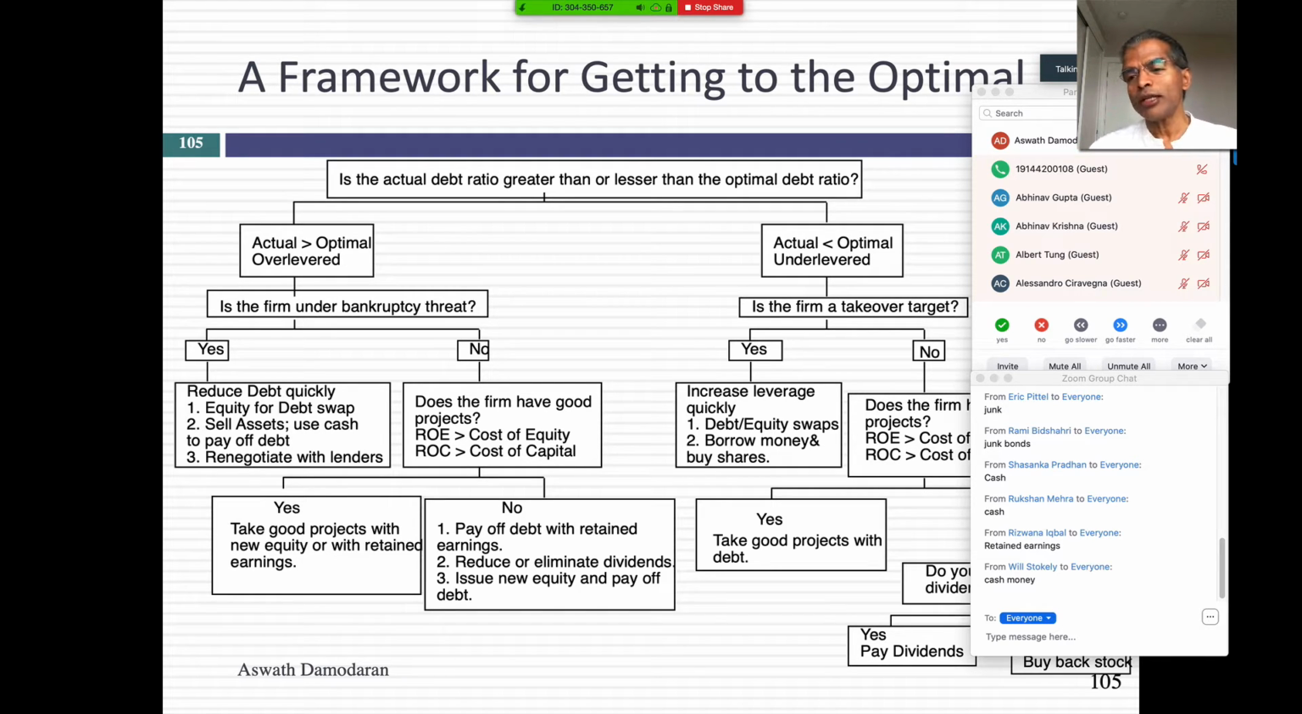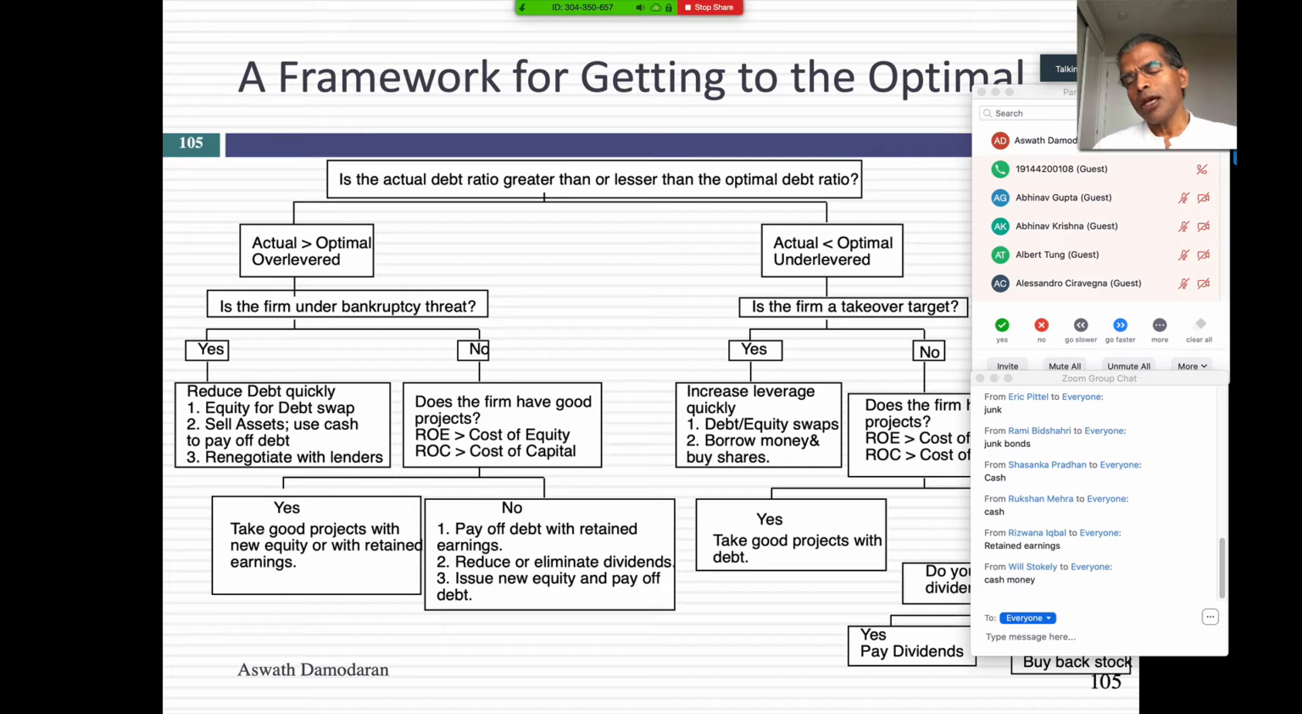You buy back shares, and when you do a buyback, you actually get rid of those shares. You reduce your share count. Both of those reduce your equity, and because you borrowed money, your debt goes up. Overnight, again, you can increase your debt ratio. So if you're the potential target of a hostile takeover, you would have to do this.